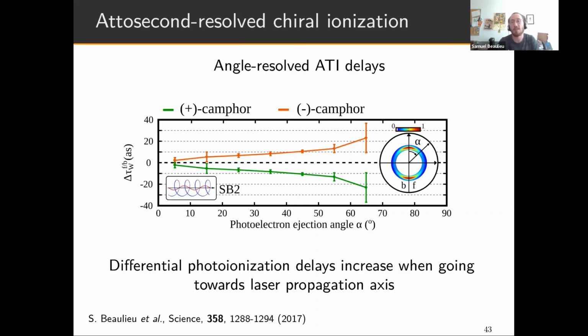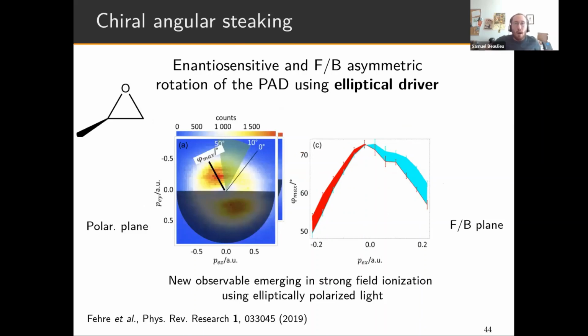So the conclusion of this investigation is that in addition to a forward-backward asymmetry in the number of ejected electrons, there's also a forward-backward asymmetry in the temporal synchronization of the outgoing electron wave packet in chiral photoionization. And I think this is a very nice example to show how to use the strong field physics toolbox to learn about chiral photoionization.